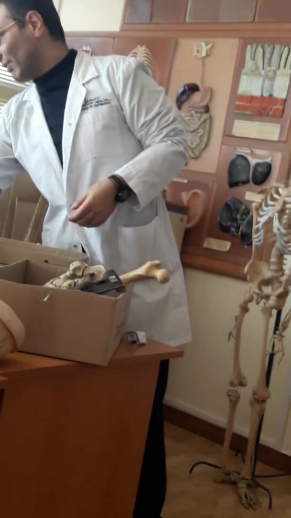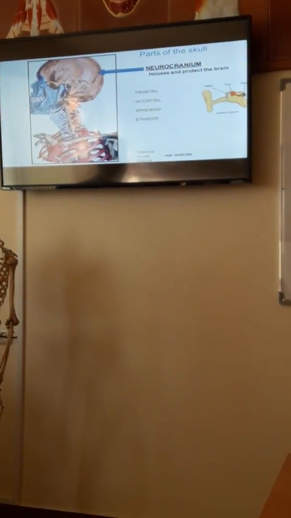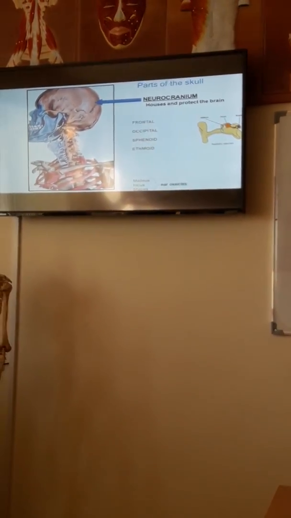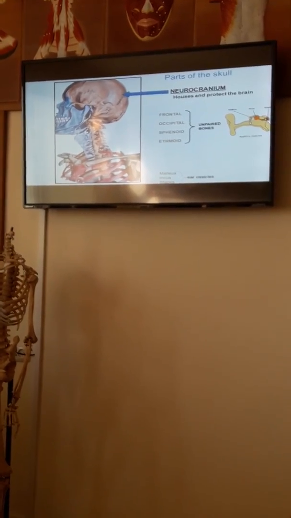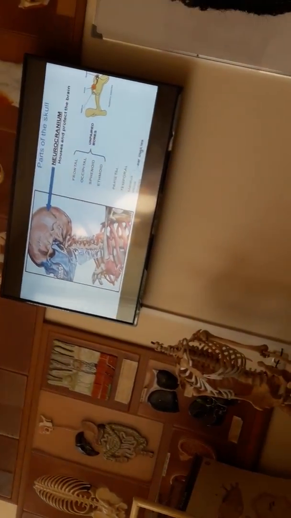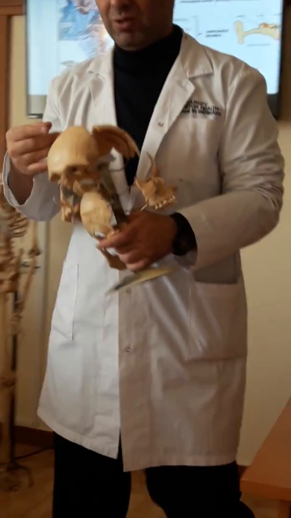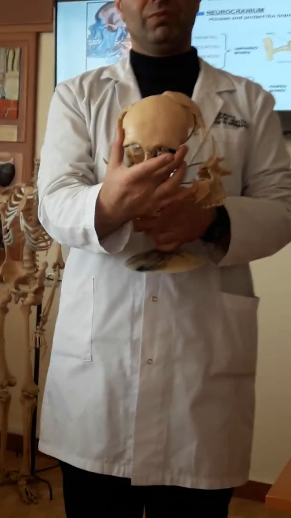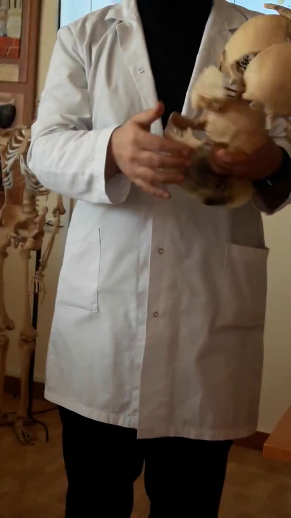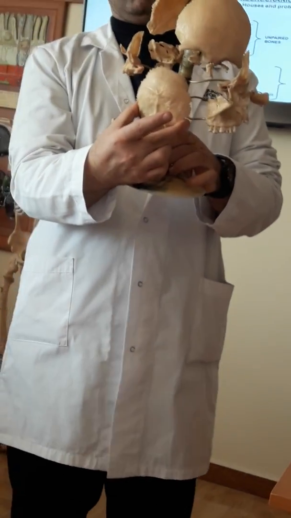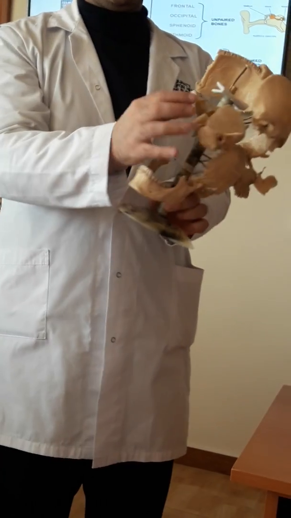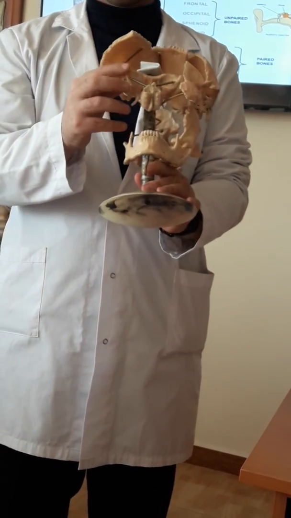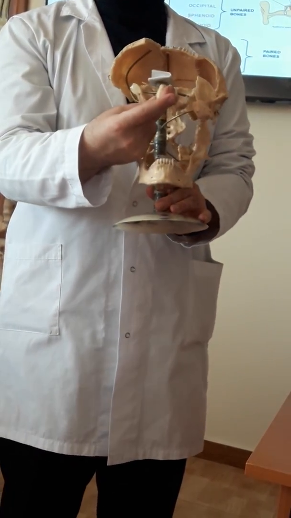Let's continue. Now look everybody here. It's given which parts we describe in our fornix, my friend, in our neurocranium. We have unpaired bones and we have paired bones. This is our frontal bone. This is our occipital bone. This is our sphenoid bone. And that is our ethmoid bone.